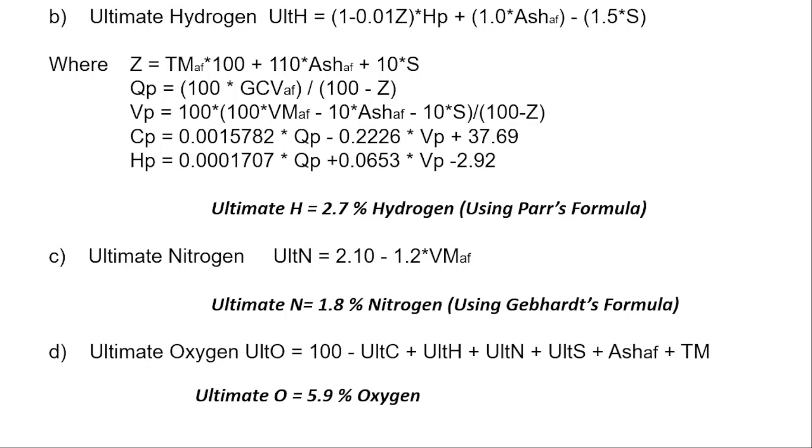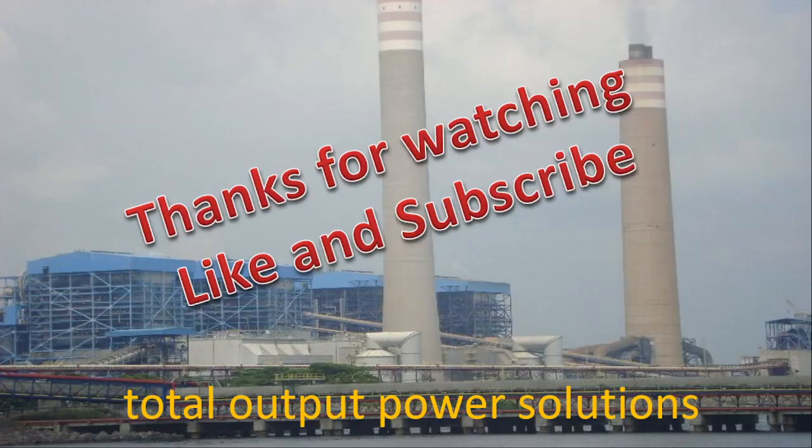The ultimate oxygen is calculated after deducting all the other parameters, all the other contents, from 100. So the ultimate oxygen value comes out to be 5.9%.